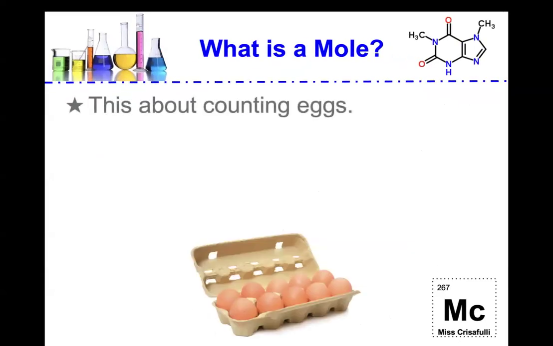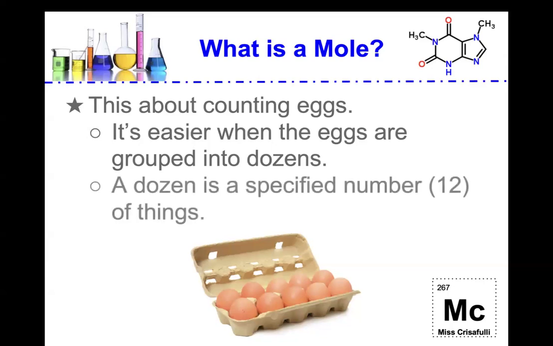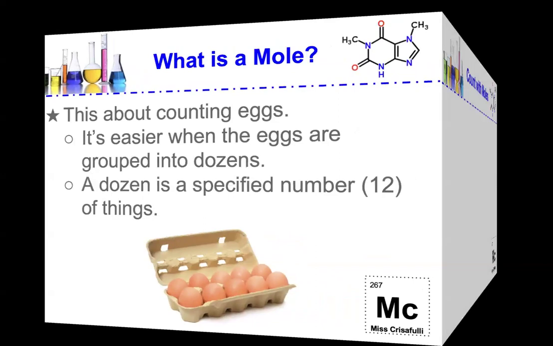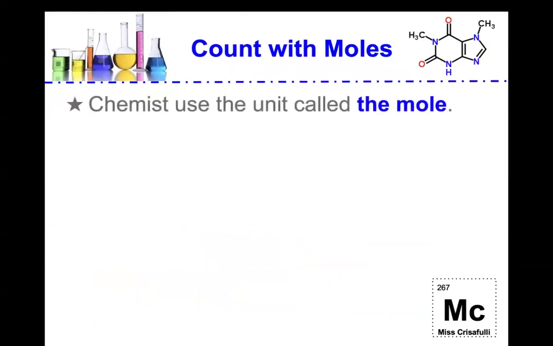This is about counting eggs. It's easier when the eggs are grouped into dozens. We know that 1 dozen is equal to 12 of things, and that basically is what a mole is. If we count with moles, chemists use the unit called the mole.